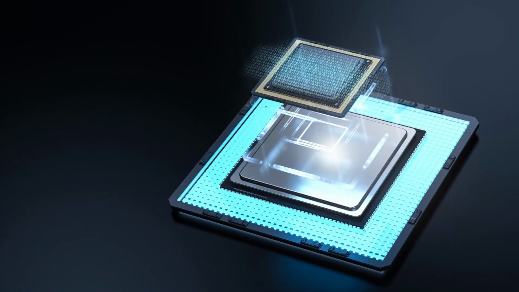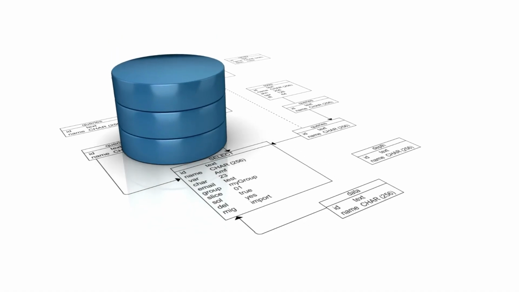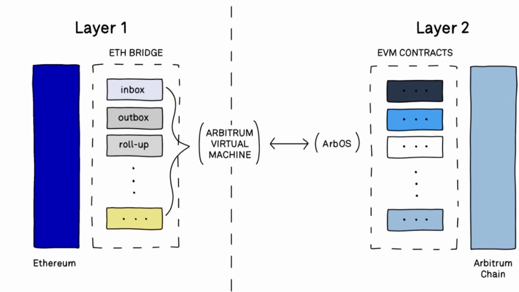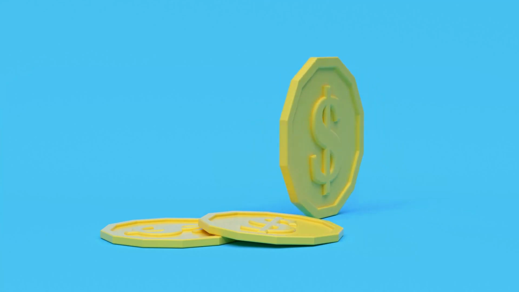As long as the validation check in Layer 1 is cheaper than running the rollup smart contracts directly in Layer 1, we have an efficiency gain since Layer 2 machine execution is supposed to be cheaper.